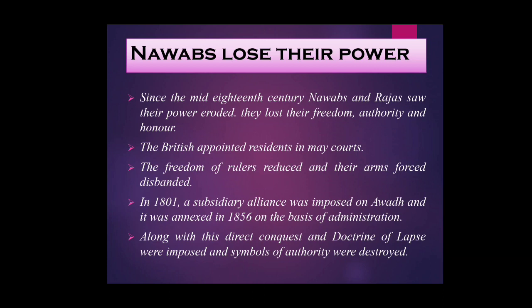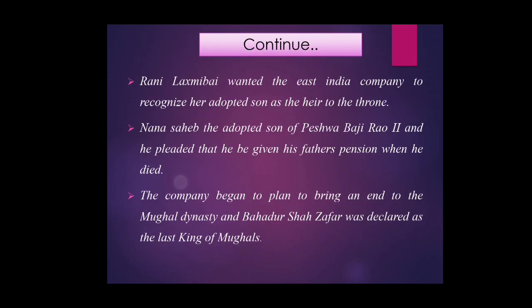The Britishers said that people are not able to govern it properly, so they said we will take care of it. Along with this, direct conquest and the doctrine of lapse were imposed, and symbols of authority were destroyed. So this way they started treating Indian rulers like no one, and the Indian rulers got angry and disappointed.